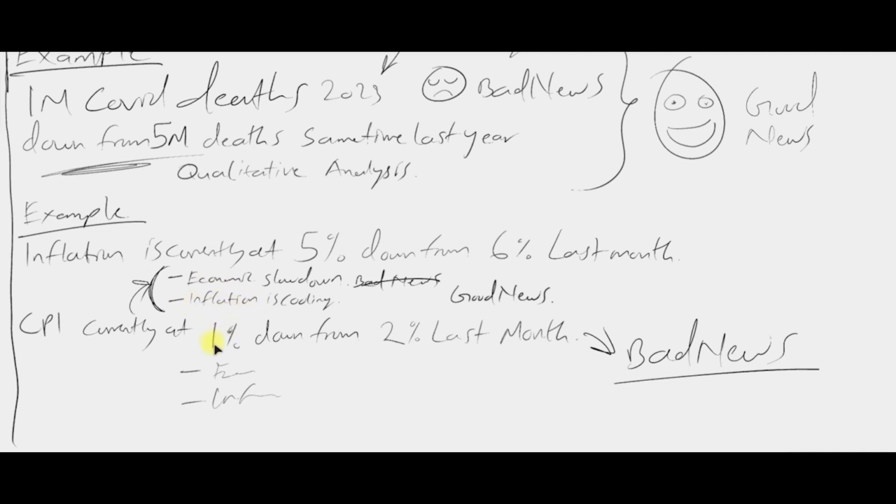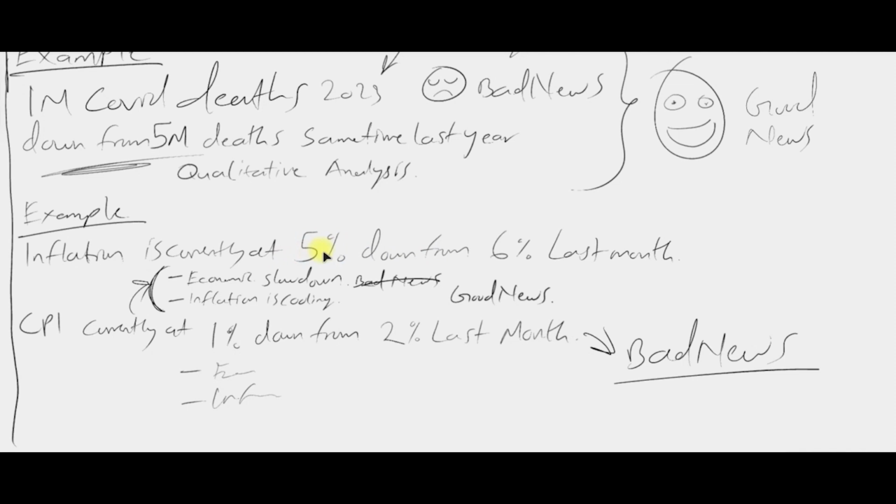So this is bad news because this is a below trend growth. The 2% is the preferred target, and when it's below 2%, that's bad news. When it's above 2%, that's considered also bad news. But the trend is also something to consider.